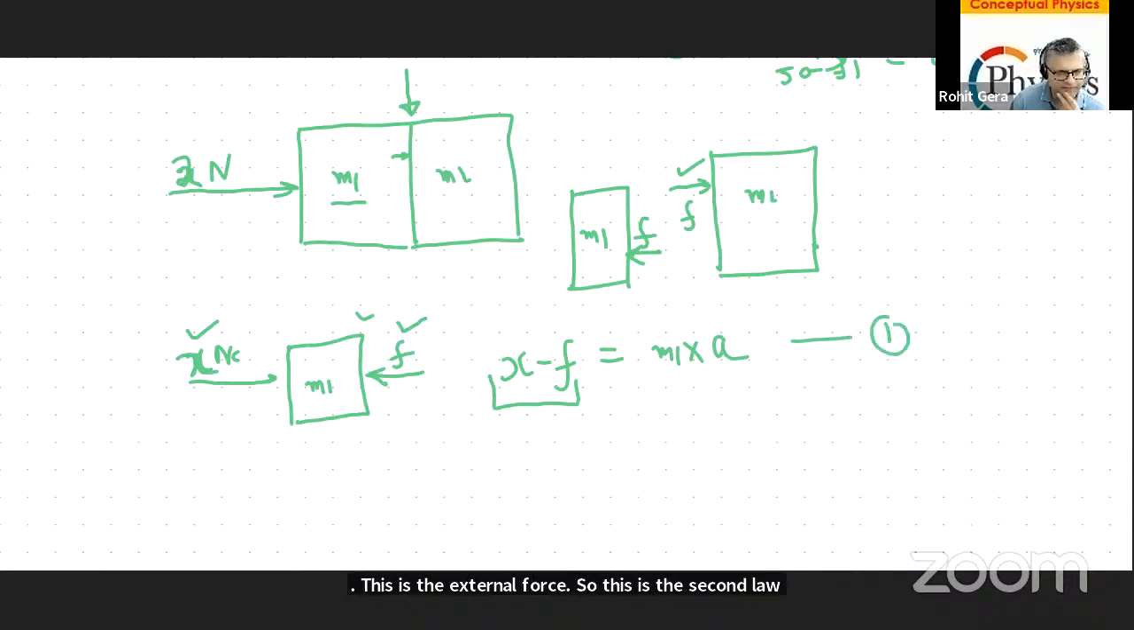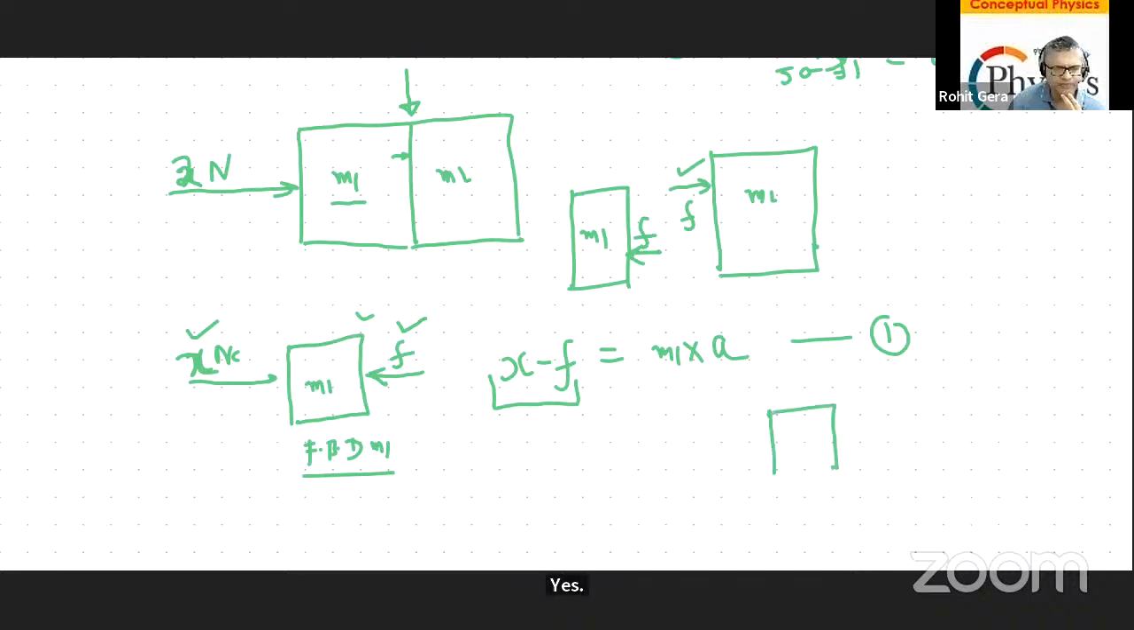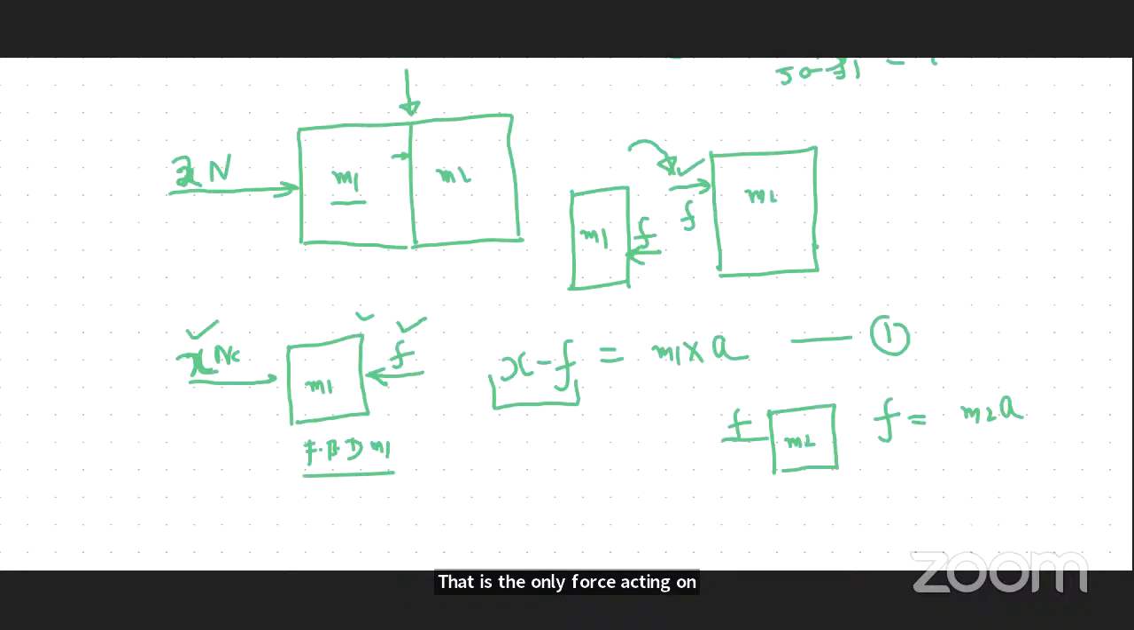Any doubts so far in your mind? Why did we do this? This is a free body diagram of M1. All right. Now let's talk about M2. What is the only force acting on M2? F. Okay, let's say F. So how do we write the second law equation on this? The external force F is equal to M2A. Agreed? That is the only force acting on M2. Yes, sir. The action and reaction force.